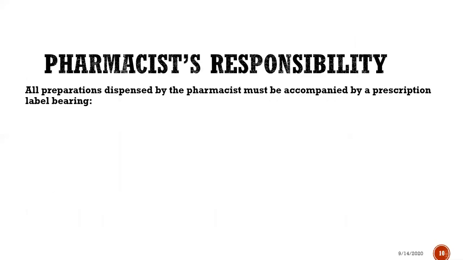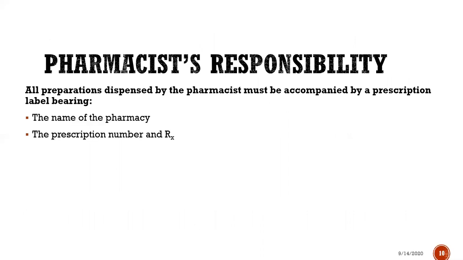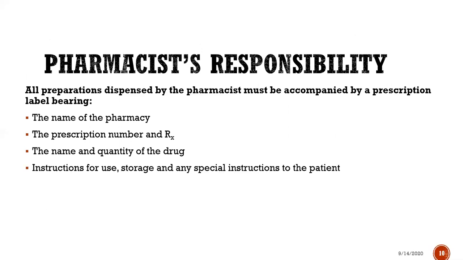So what are the responsibilities of a pharmacist when they have gotten the prescription and are ready to dispense? In terms of label writing, first, the name of the pharmacy and address needs to be there, the prescription number, the name and quantity of the drug, important instructions, that is instructions for use, storage, and any other special instructions for the patient, and the doctor's name.